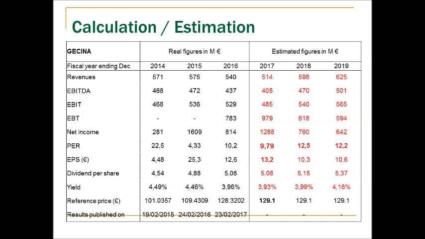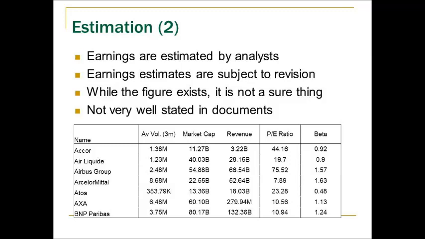So to calculate the PER, we need the earnings per share, the EPS. So this EPS is basically a very important data, but it is estimated. And that's how we get the price earnings ratio, dividing the latest stock price by the estimated EPS for the company. So who gives the estimates for the earnings per share?